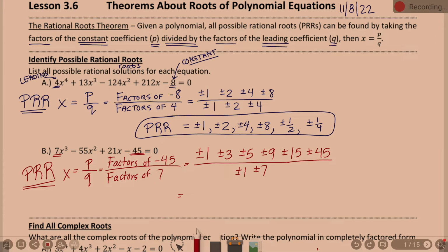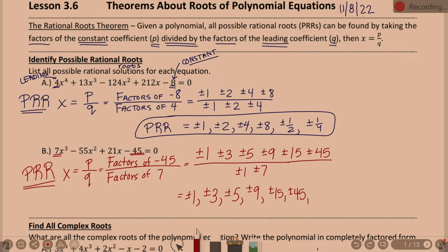So if I go through and put everything over 1, 1 over 1 is 1, plus or minus, of course. 3 over 1 is 3. 5 over 1, 9 over 1, 15 over 1, 45 over 1. So I've got my plus or minus 1, 3, 5, 9, 15, and 45.